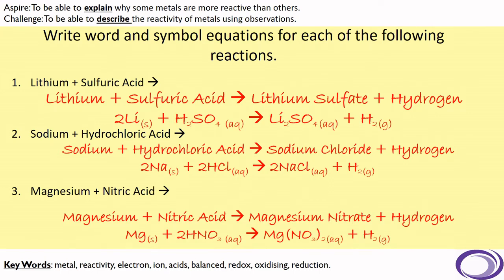For magnesium and nitric acid, magnesium plus nitric acid makes magnesium nitrate and hydrogen. Now for this one, because you need two nitrate ions to balance out the 2 plus charge on the magnesium, we place the formula of that ion in brackets and then place a 2 outside of it, saying that we have 2 of that nitrate ion in that chemical formula.